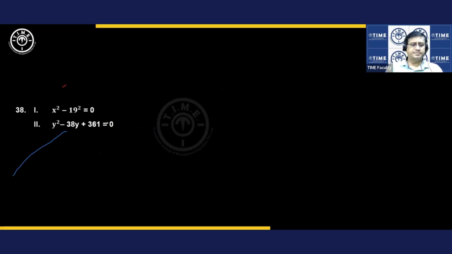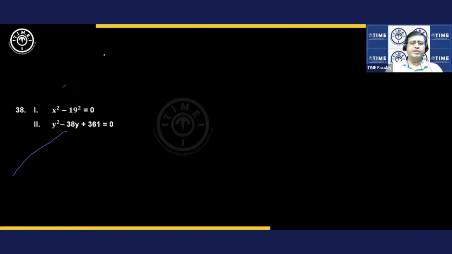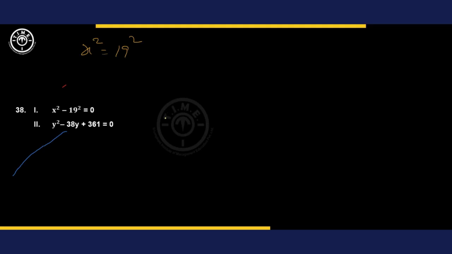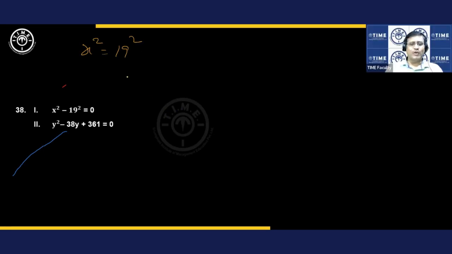Next, 38. x square is equal to 19 square. The value of x. 361. x square is equal to 19 square. x is equal to how much?